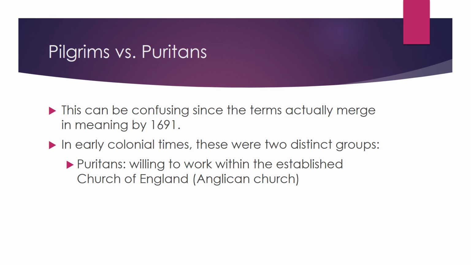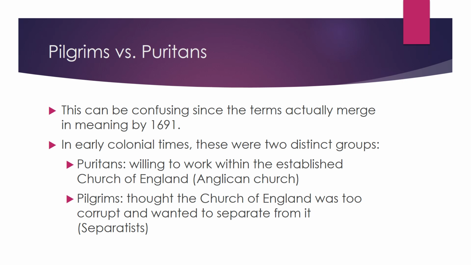Puritans were people who were willing to work within the established Church of England, and Pilgrims thought that the Church of England was too corrupt and wanted to separate from it. So Puritans are still Anglicans. Pilgrims are withdrawing from the Anglican Church, so you might hear them called separatists. They want to separate from the Anglican Church. So these 2 groups have different influences in the New World, but I just wanted you to see the difference.